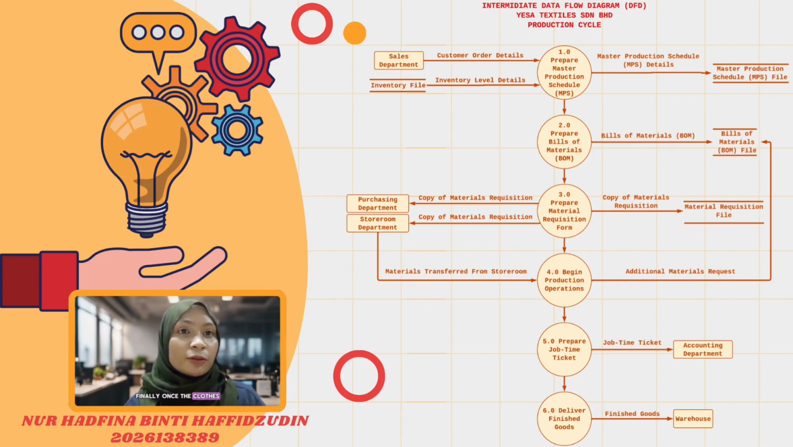Finally, once the clothes are finished and packed, we move to process 6.0. Deliver finished goods. The finished goods are physically moved and logged into the warehouse, which successfully completes the production cycle. To conclude, this DFD clearly maps out how information flows across different departments at Yesa Textile to keep operations organized.